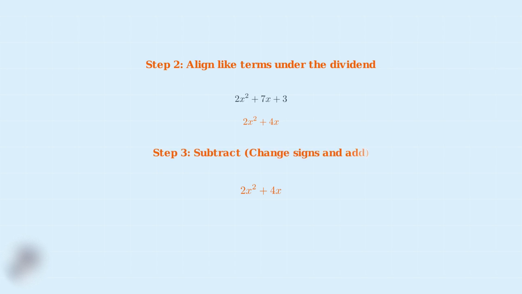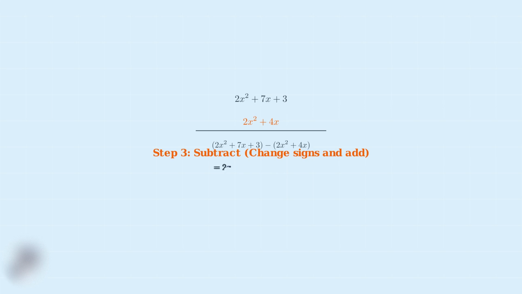Step 3. Subtraction. Remember, subtracting is the same as changing signs and adding. This is where many students make sign errors, so let's be extra careful. We start with 2x squared plus 7x plus 3 minus the quantity 2x squared plus 4x. When we distribute the negative sign, we get 2x squared plus 7x plus 3 minus 2x squared minus 4x.